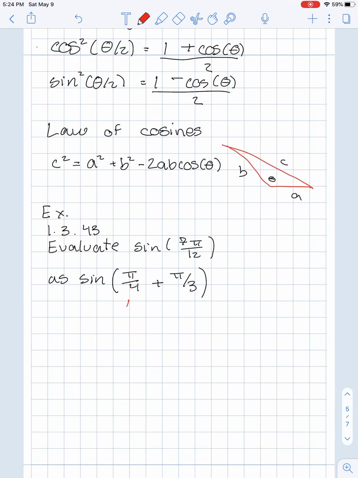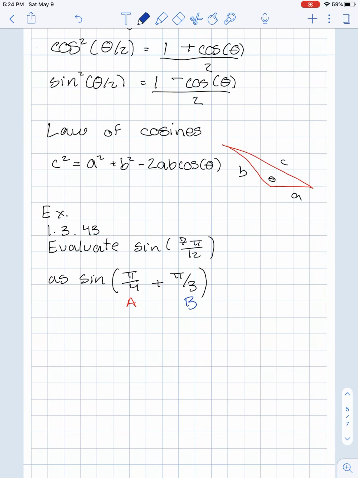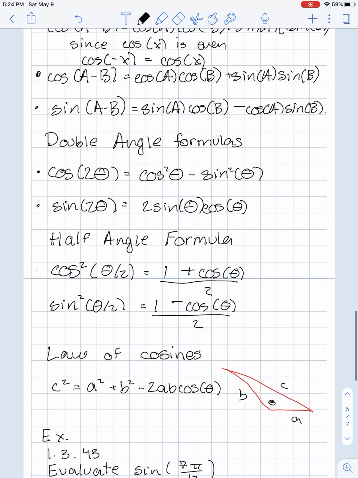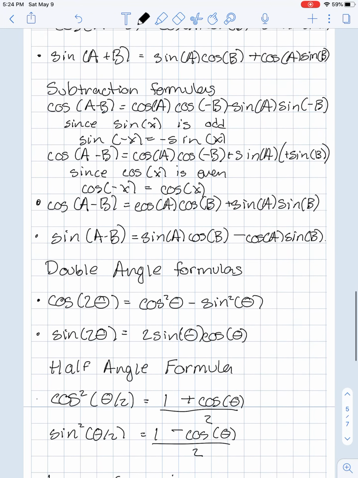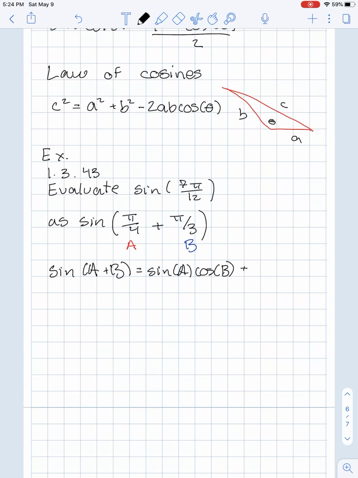Alrighty. Well, let's call this one A and let's call this one B. So remember that sine of A plus B equals sine of A cosine of B. I don't want to write it wrong. Plus cosine of A sine of B.